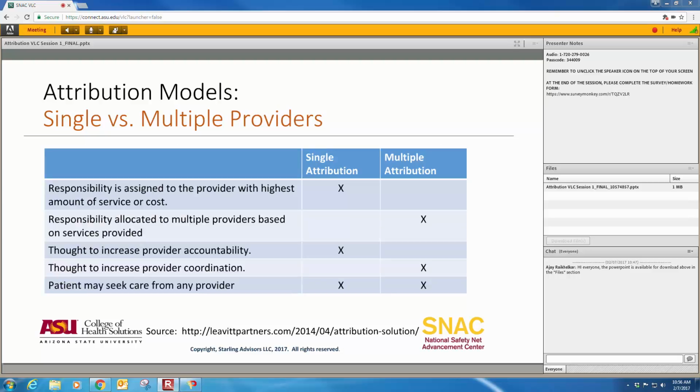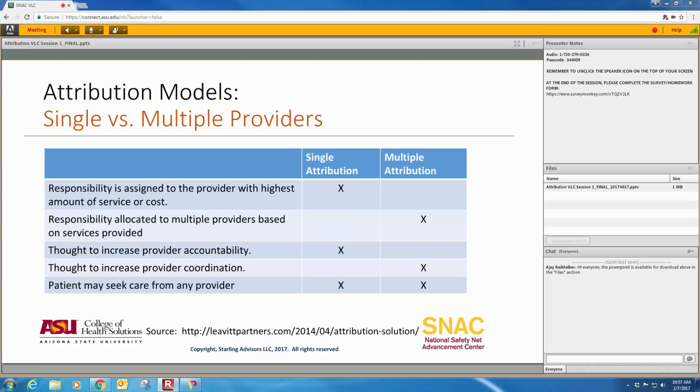In a single attribution model, responsibility is assigned to the provider with the highest number of services or cost, and we'll look specifically at how that might work. Whereas in a multiple attribution model, typically a patient is assigned to multiple providers based on a historical look at services provided, and it may also take into consideration things like the geographic area and unique relationships that the health plan has in that geographic market. Single attribution is thought to drive more individual provider accountability for coordinating care, whereas multiple attribution is thought to force a team approach to that accountability.